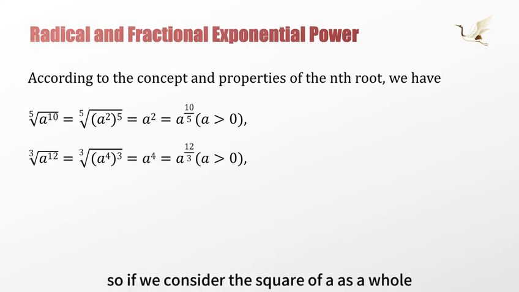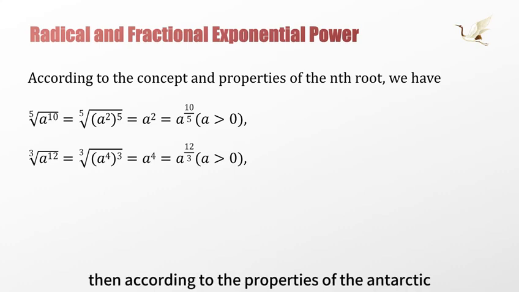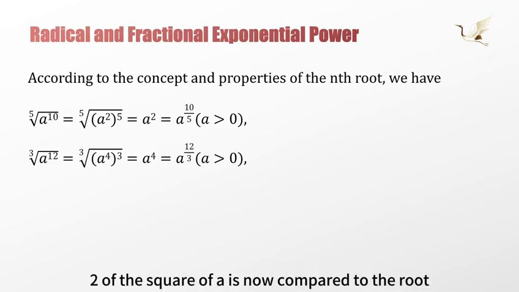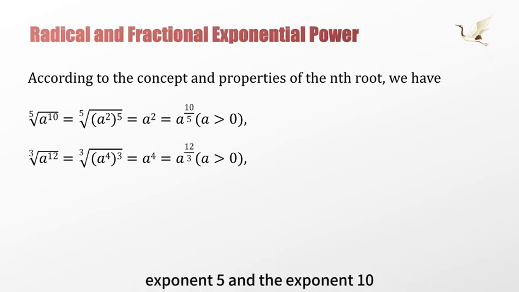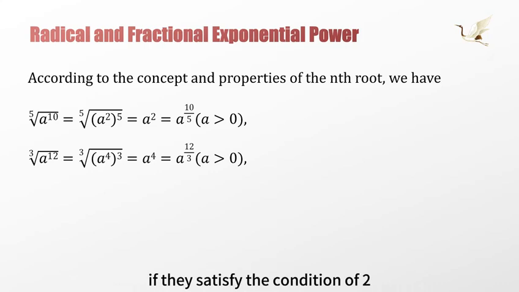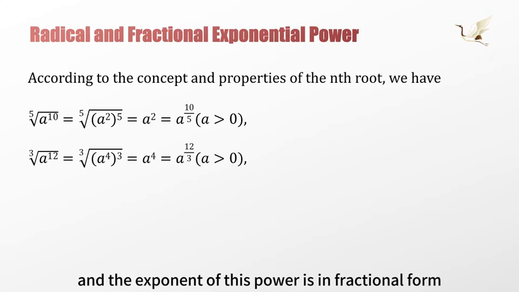So if we consider the fifth root of a squared as a whole, then according to the properties of the nth radical, it can be written as a to the power of 2/5. The exponent 2 of a squared is compared to the root exponent 5, and the exponent 10 in the other form. These numbers can be written in the form of 2/5 if they satisfy the condition. A radical form is written in a power form, and the exponent of this power is in fractional form.